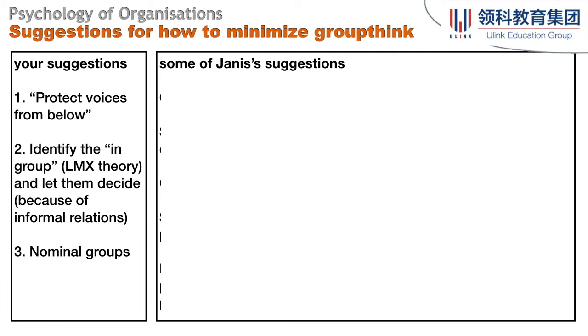Another student said we could use nominal groups so that decisions are not made all together, they're separate, and then the best decisions are ranked accordingly. So I was quite impressed that my students were just grabbing all this stuff from previous chapters or previous learning and using it in this context.